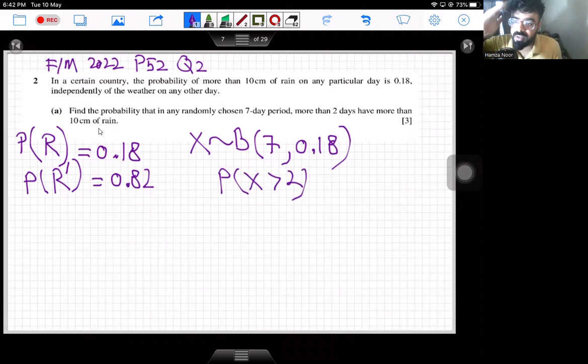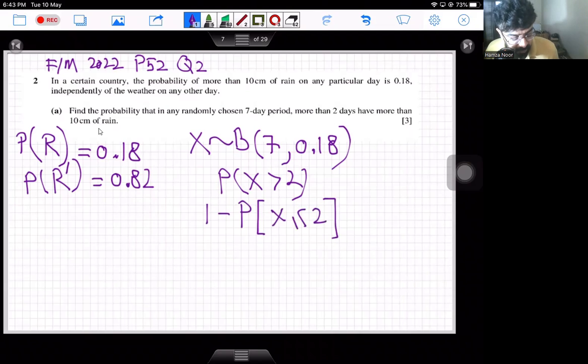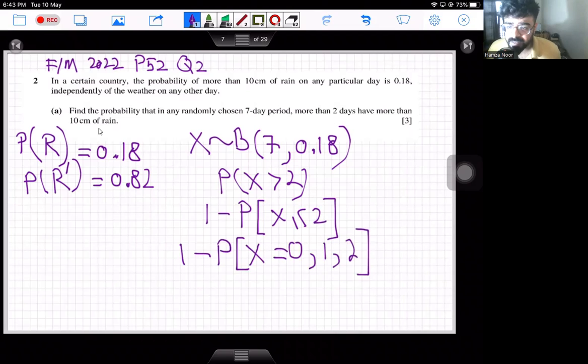So this is X equal to 3, 4, 5, 6, 7. But we don't have much time in our lives to do this. So what we can do, since we know that the sum of all the probabilities from X equal to 0 till X equal to 7 will be equal to 1, for that purpose, from 1, I will take away the probability that X is less than or equal to 2, which means 1 minus the probability that X equals 0, 1, or 2. As simple as that.